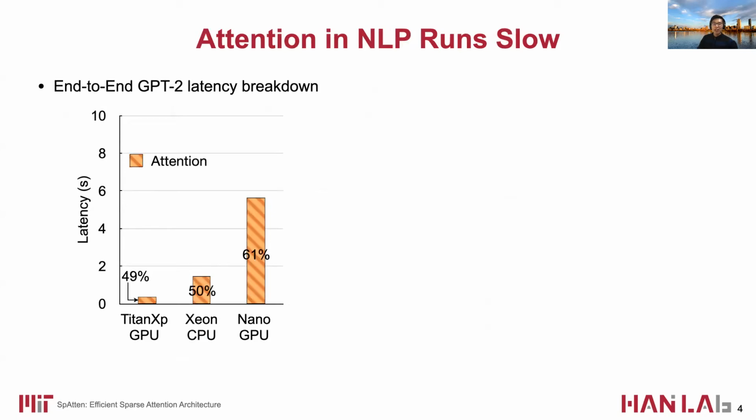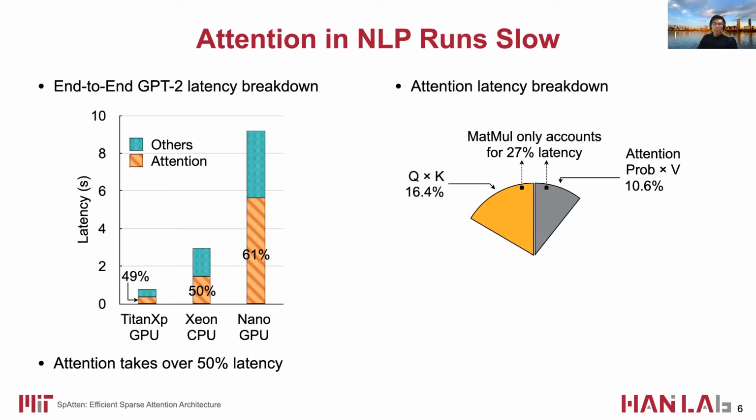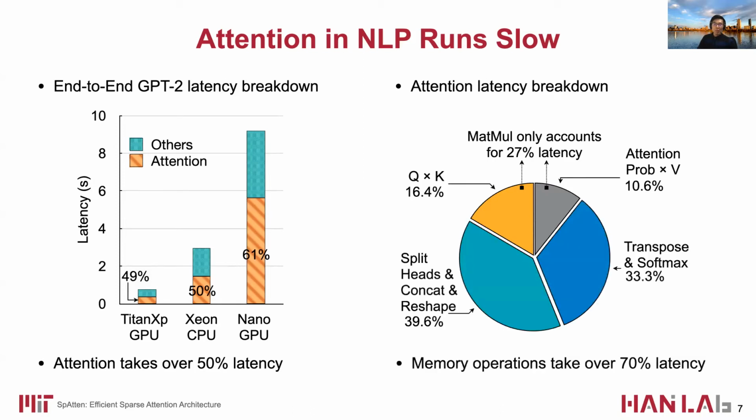In recent state-of-the-art NLP models, attention is the most important layer because it extracts relationship between tokens. Here we profile the GPT-2 latency on different CPUs and GPUs. We find that attention takes over 50% of the overall latency, although its computation only accounts for less than 10%. Inside attention, the matrix multiplication only takes 27% latency. Other memory operations such as head split, transpose, and concatenations take over 70% of latency, which make attention very inefficient.